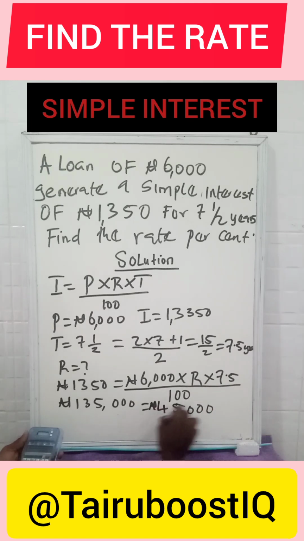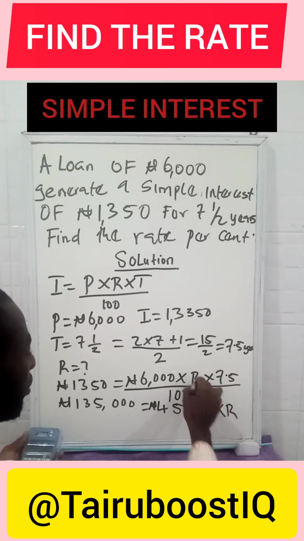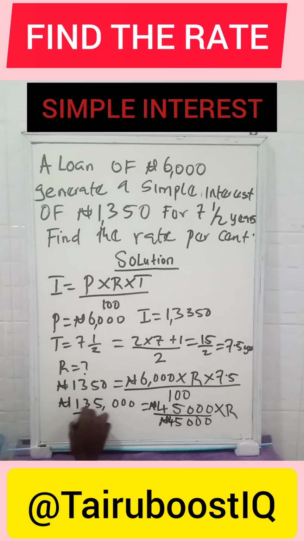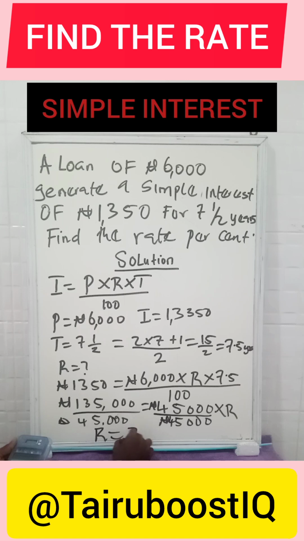I'll divide both sides by 45,000R, because I'm looking for the rate. 135,000 divided by 45,000. Then I have my answer to be 3. They say the answer should be in percent.